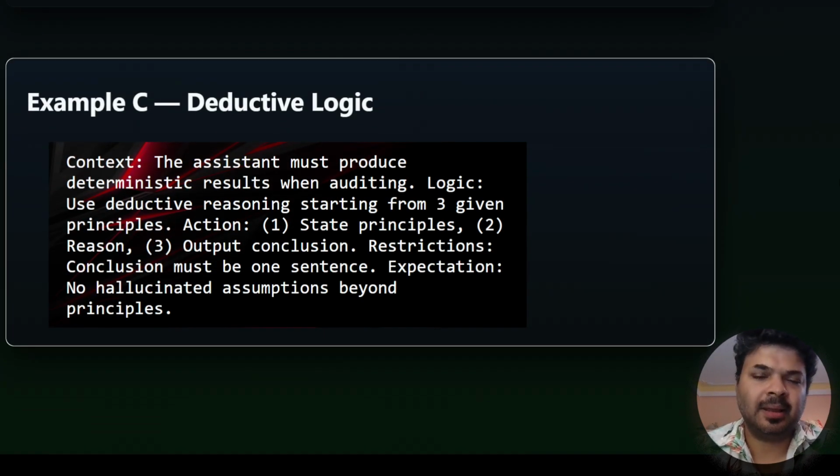Next example, in terms of deductive logic. The assistant must produce deterministic results when auditing. Logic: use deductive reasoning starting from 3 given principles. Action: 1 is to state the principles, 2 is to reason about it, and 3 is to output the conclusion. Restrictions here are that the conclusion must be 1 sentence. Expectation: no hallucinated assumptions beyond the principles.